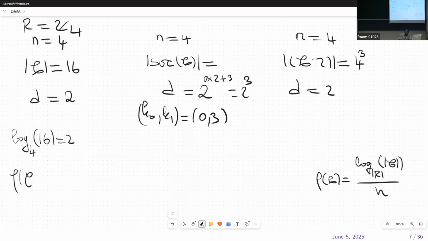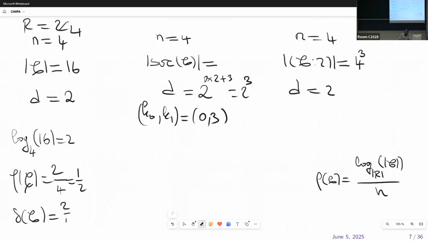Here the rate of C is 2 over 4. The relative distance of C is 2 over 4.